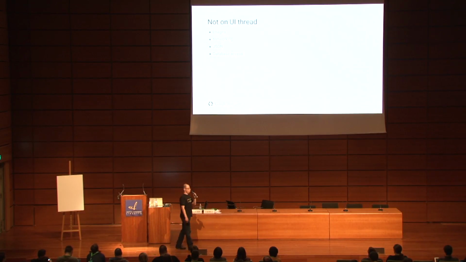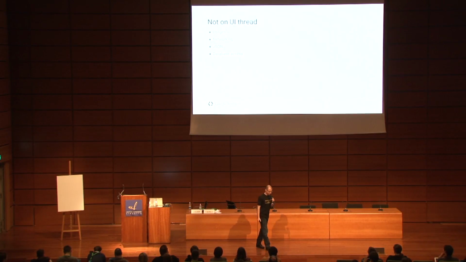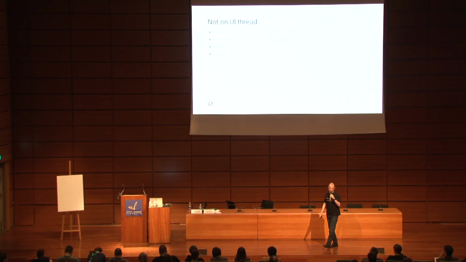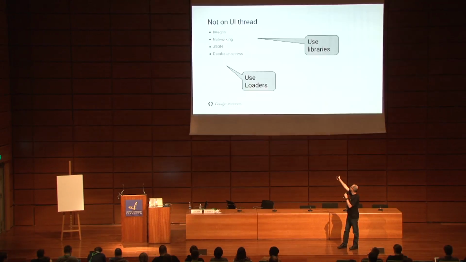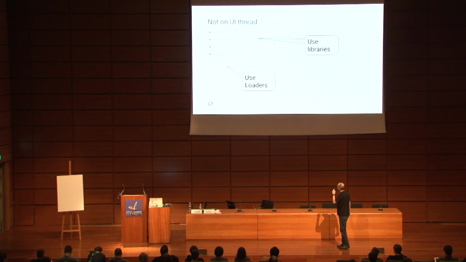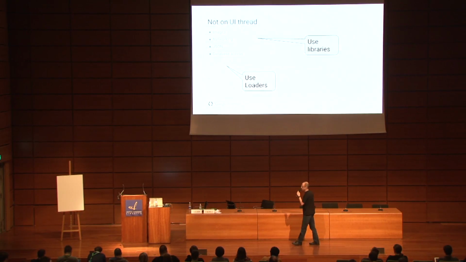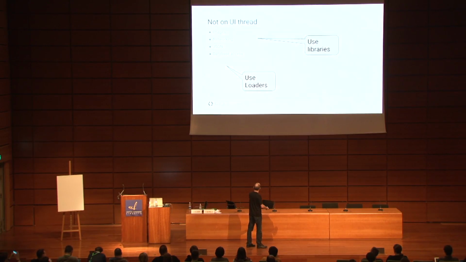These are the things not to run on the UI thread: images, networking, JSON, and database access. Of course, there are way more, but these are the most painful that I have seen while helping developers improve the performance of their apps. What to do? For database access, consider using the Loaders API, and for images, networking and JSON, use libraries. They are there for a purpose.